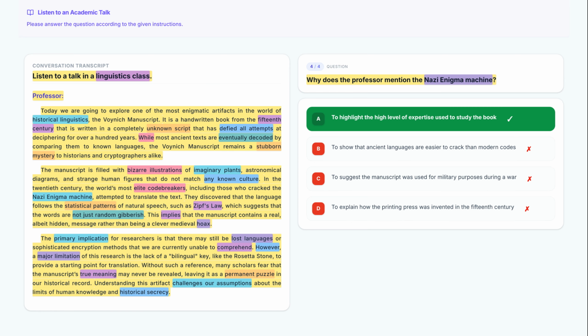Remember, in academic talks, the professor often uses comparisons like the Enigma machine or the Rosetta Stone to emphasize the significance or difficulty of the topic. Master these rhetorical cues and you'll master the TOEFL listening section.